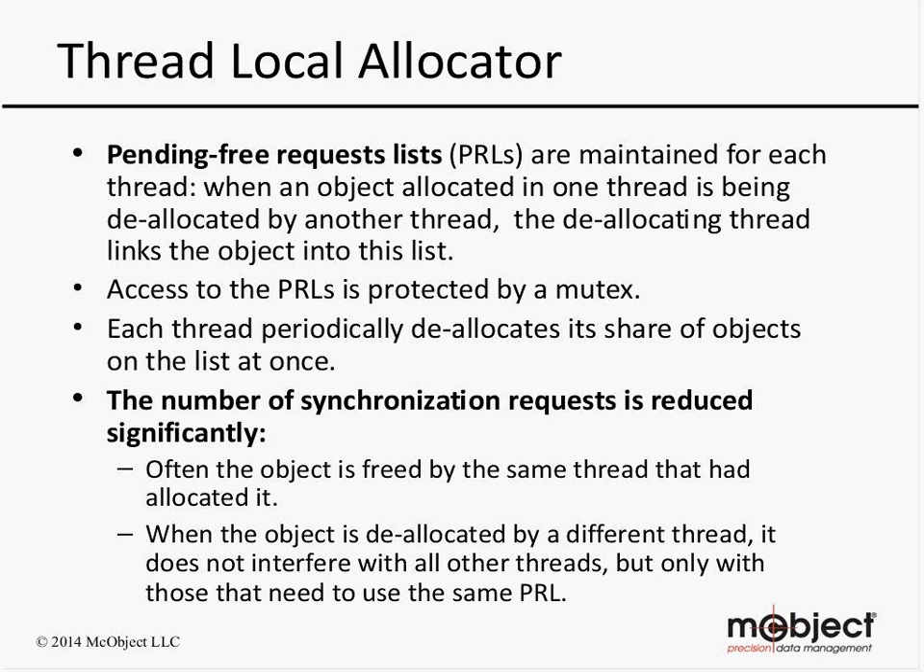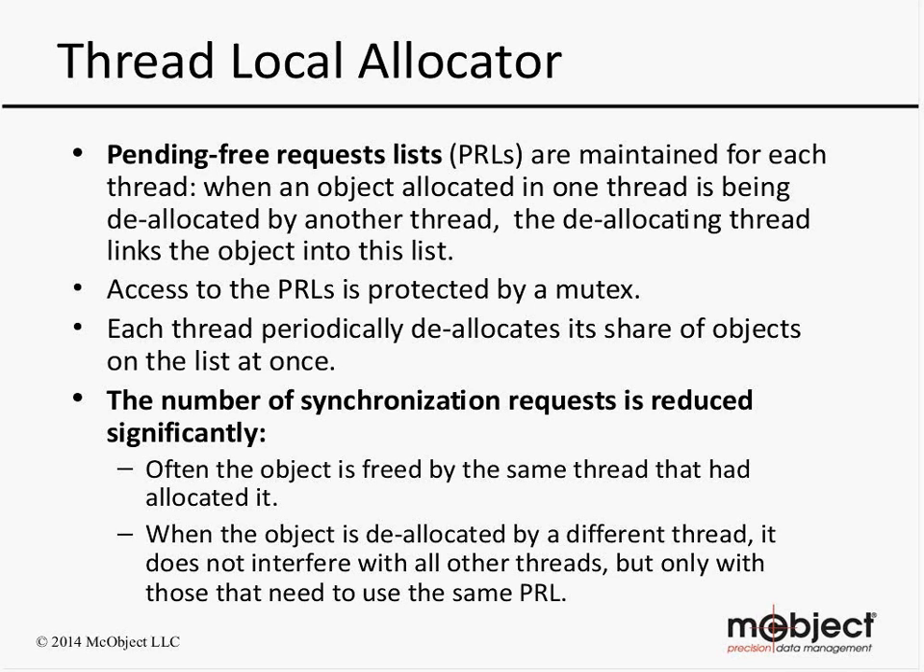It's important to note that regardless of what your criteria is, the number of synchronization requests on the PRL are going to be reduced significantly relative to the number of synchronization requirements for a standard list allocator like malloc. First of all, the objects are often freed by the same thread that allocated them, and in that case, we don't need any synchronization whatsoever. And then secondly, even when the object is deallocated by a different thread, it doesn't interfere with all the other threads, but only with those threads that need to use the same PRL.